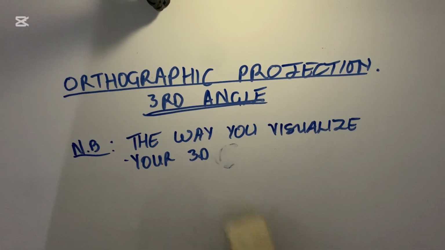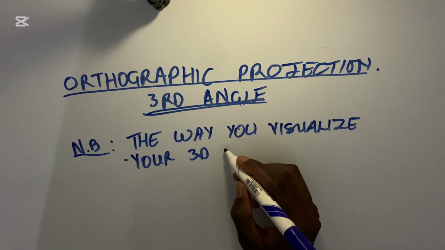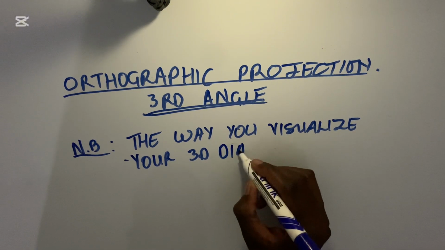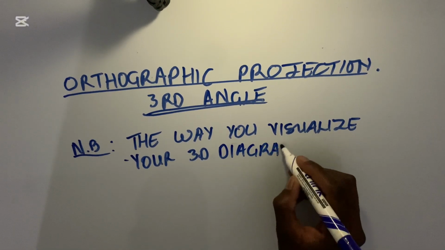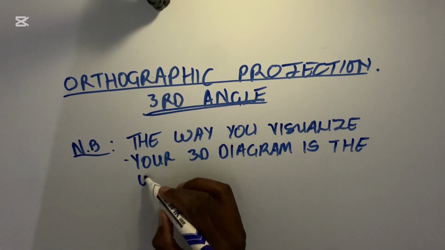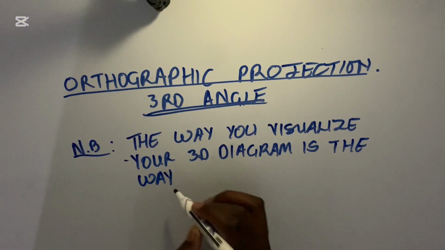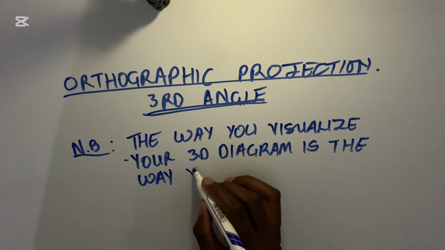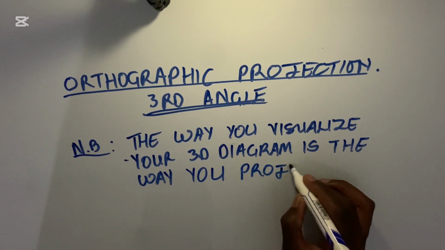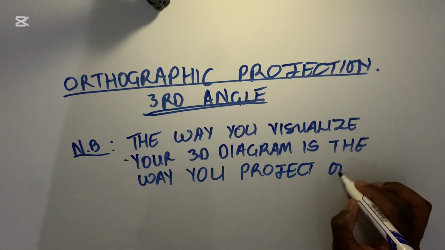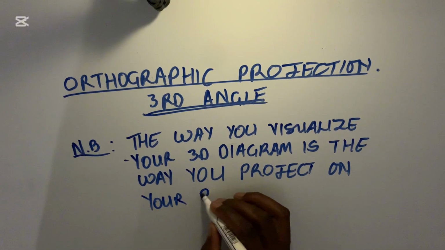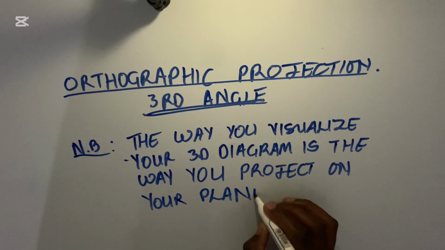What do I mean by this? If you view from the top, let's say you're looking at a house, if you look at the top of the house, on paper, the roof, you just put it on top. And the front elevation always comes below the plan or the top view. Then if you view a side elevation from the left, you project it to the left side.